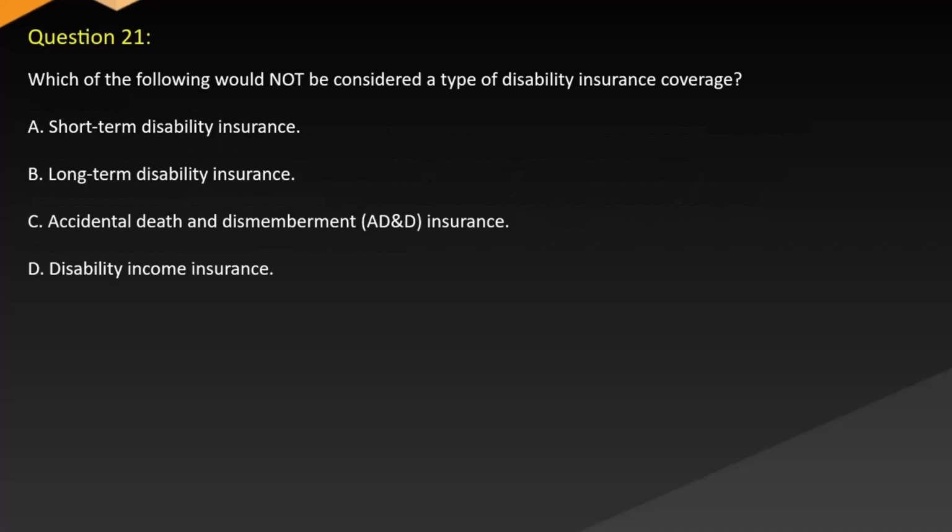Question 21. Which of the following would NOT be considered a type of disability insurance coverage? A. Short-term disability insurance. B. Long-term disability insurance. C. Accidental death and dismemberment (AD&D) insurance. D. Disability income insurance.